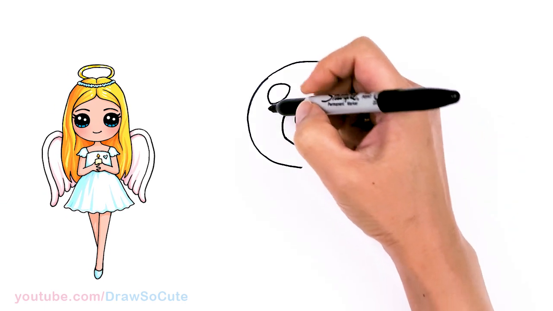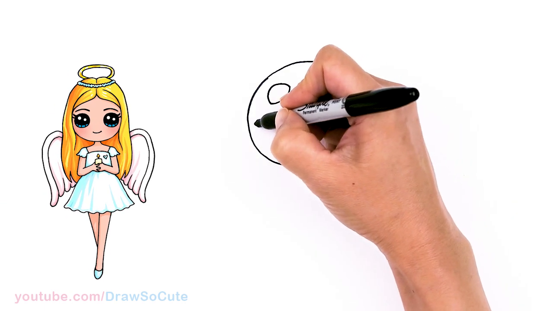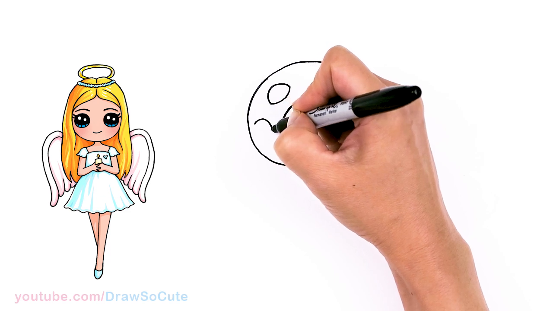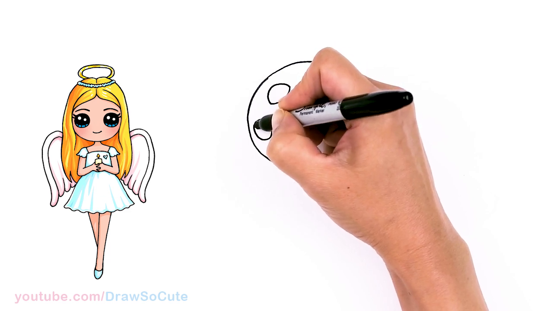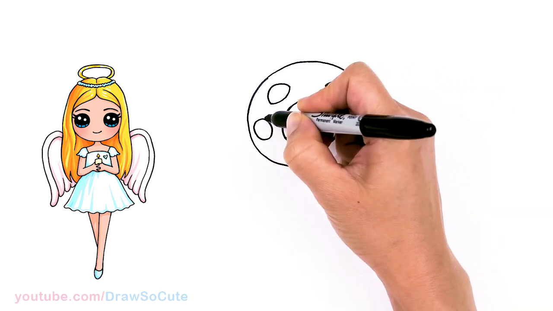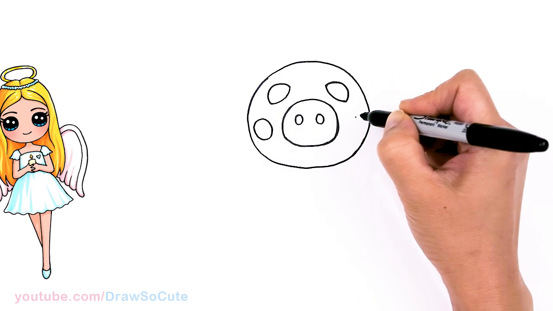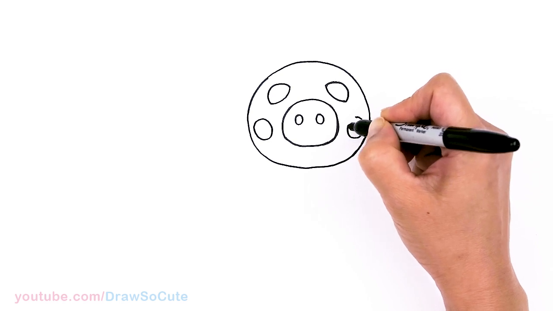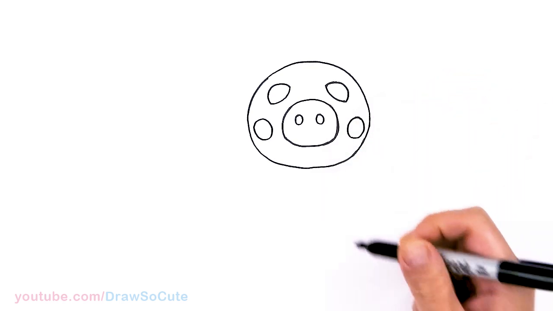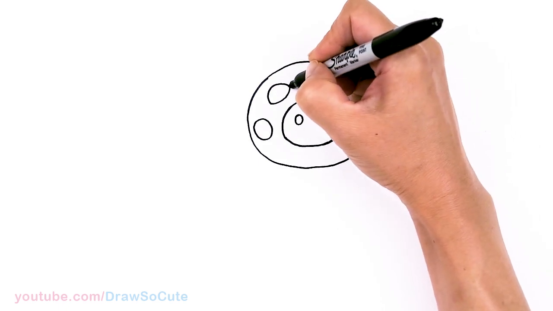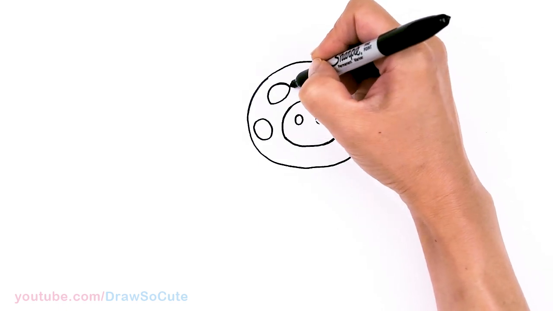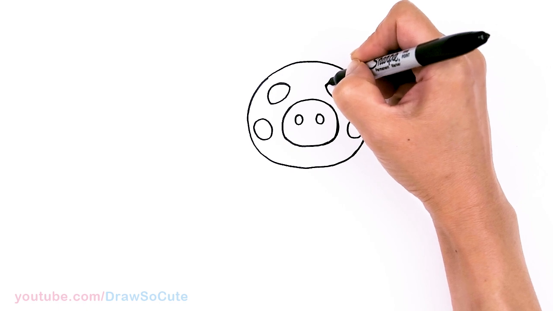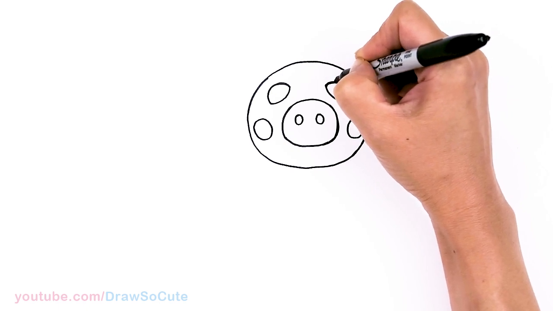There. And then there's cheeks, of course. About in this area, I'm just going to draw an oval, kind of at a slant. And same thing here. About right here. Round this off a tiny bit more so it doesn't look so sharp.